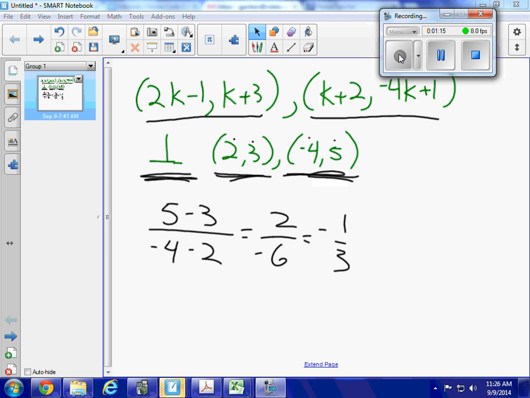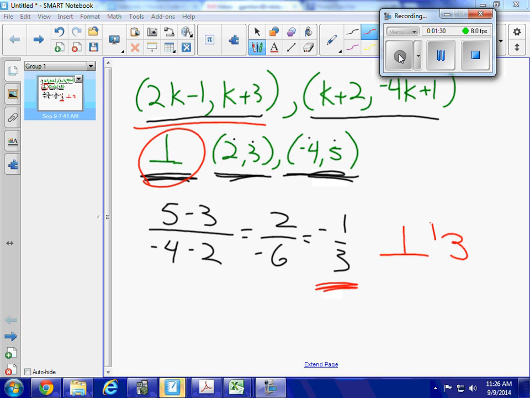Now, I was told that my line with the k's is perpendicular to this line, which means that the slope of the line that I want is the negative reciprocal of negative 1/3, which would be positive 3. So that's the slope that I'm looking for. So now let's use my points. I'm going to do y2 minus y1, x2 minus x1.